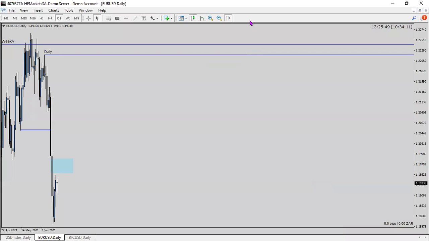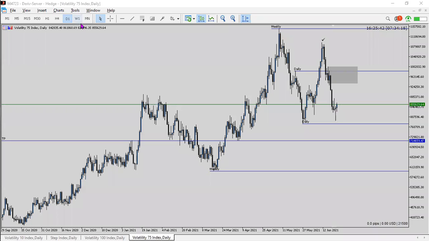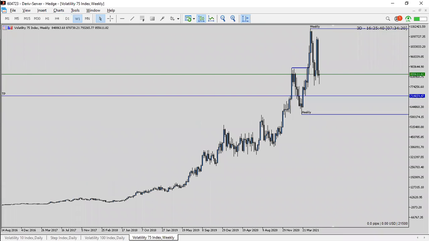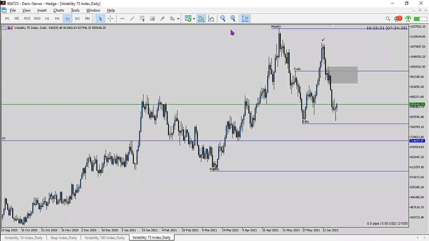That is more or less what I would be looking for. Now, moving on to the synthetic indices market, let's talk about volatility 75 on the weekly time frame. On the weekly time frame, I did mention that I'd be looking for more or less more downside on the weekly, coming back into this 71465 area.